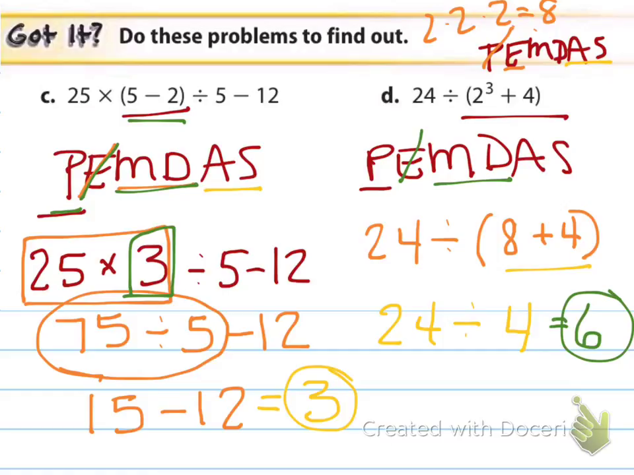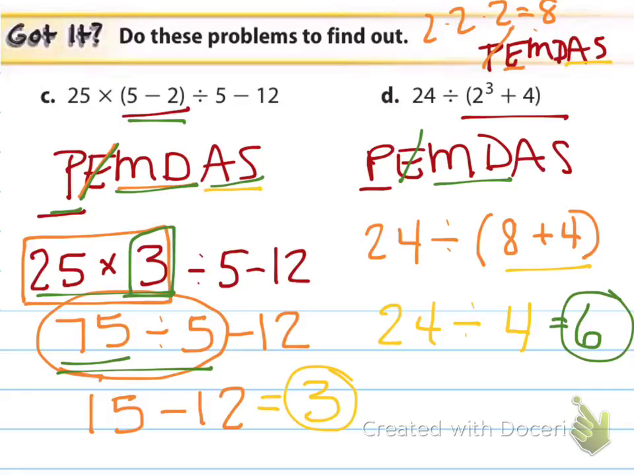I went to multiplication and division, and first off, I have 25 times 3, which is 75. Then when I dropped everything down, I had 75 divided by 5, which is 15. And then I dropped down my minus 12, and I did my subtraction, which would be 3 is my final answer.